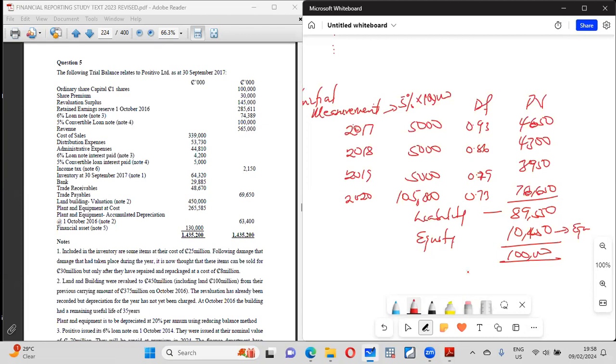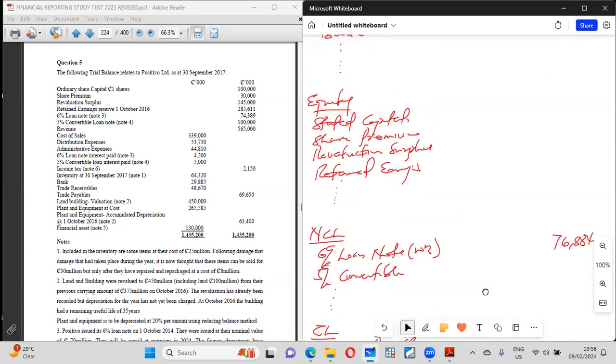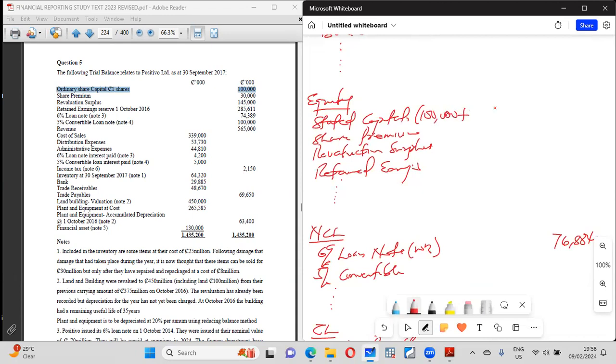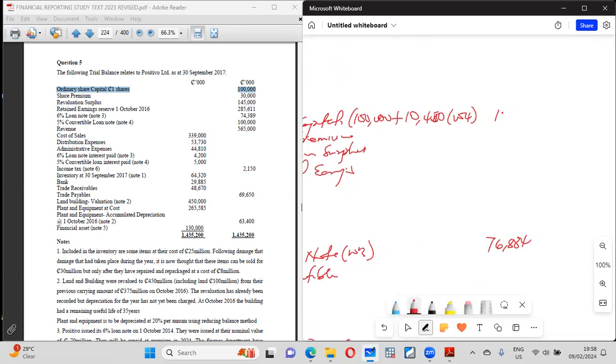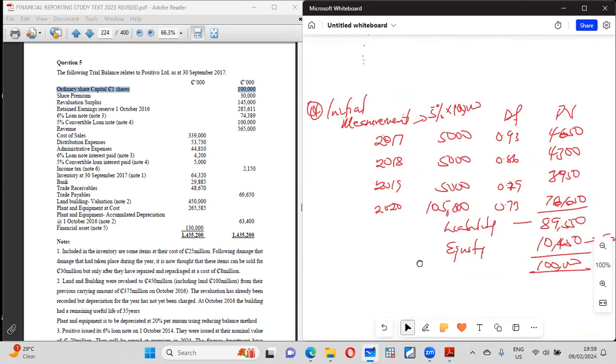That's all. Okay. So immediately we go to our balance sheet. Right from here, equity, stated capital. Stated capital here is 100,000. So we will put in here 100,000 plus 10,450. That 10,450 is coming from my workings 4. So you realize that you have 110,450.